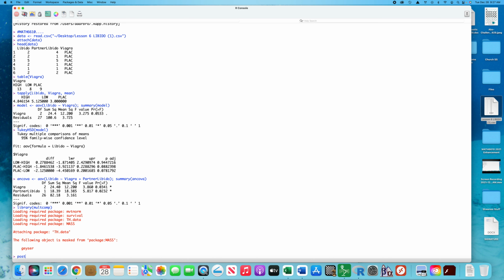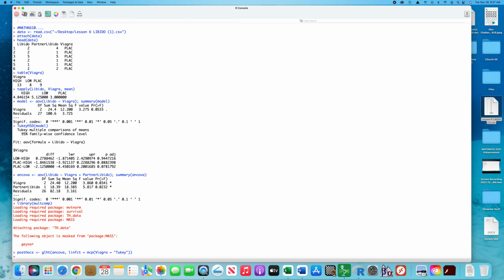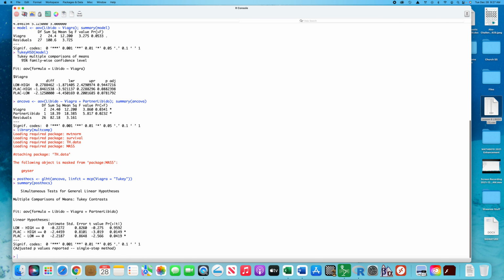And then we'll run our post hocs using the GLHT command. So we put in our model first, and then fact equals P. And then we put in our independent variable, and we want to run Tukey. All right, that should do it. Now let's run a summary of our post hocs and get our pairwise comparisons.